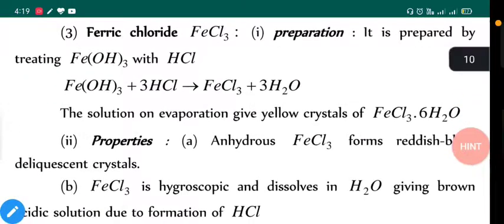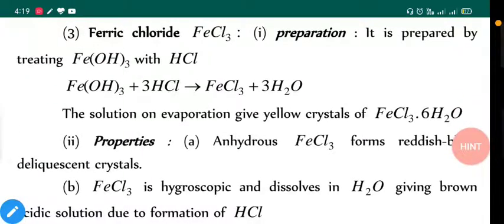Ferric chloride. Ferric chloride is one of the important compounds. For preparation, it is prepared by the treatment of Fe(OH)3 with HCl. It gives FeCl3 and H2O. The solution on evaporating gives yellow crystals of FeCl3 6H2O. As we can see, as the second product we have water. So that means by heating the compound we can remove the excess water to get the purified compound.